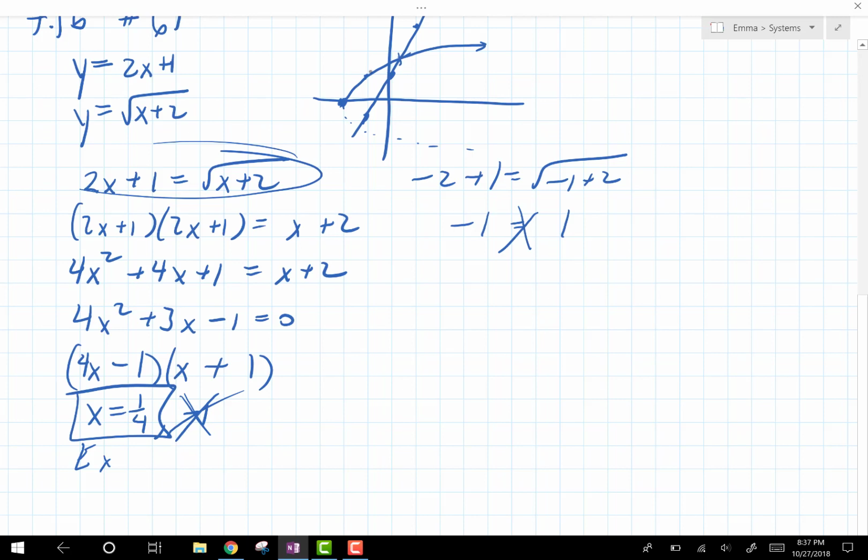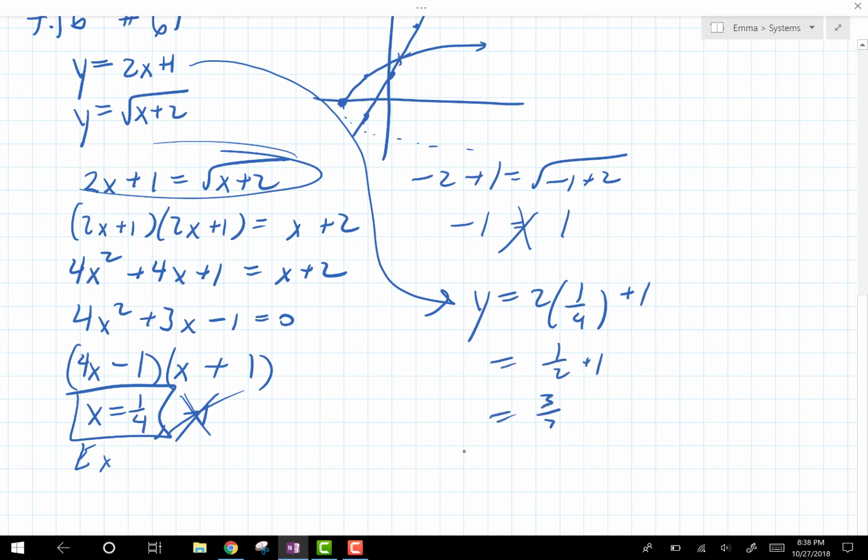And then to finish finding that ordered pair, you just plug it into either equation. Yeah, so whenever you square both sides, you run the risk of extraneous solutions, so you need to check. So when the x is 1/4, the y is 3/2, and there you go.